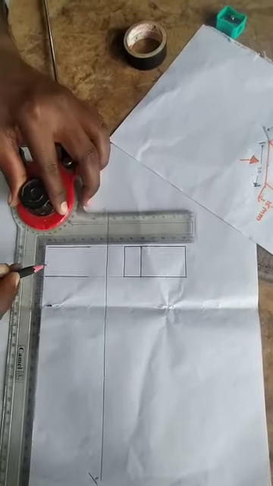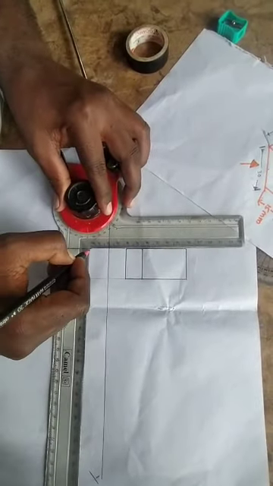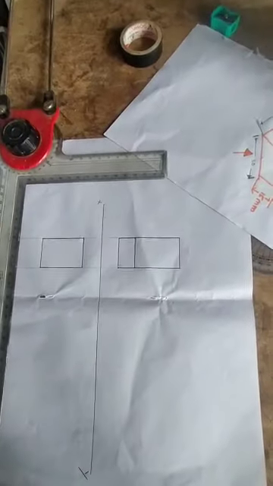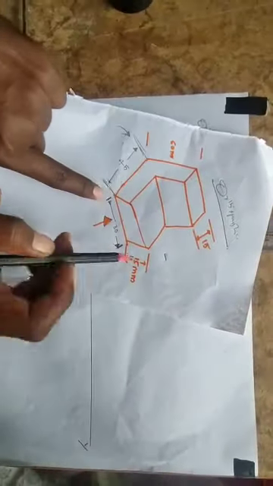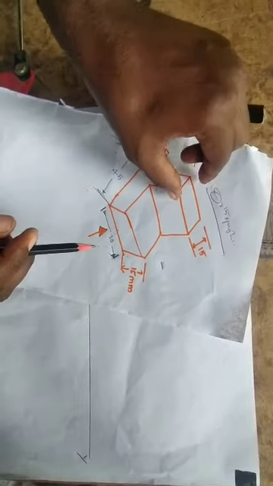Here we have 45. Draw thicker lines for object projections. This is the top view. In top view this bandwidth is 15 mm. In front view, project this height, and next in top view, project this width.